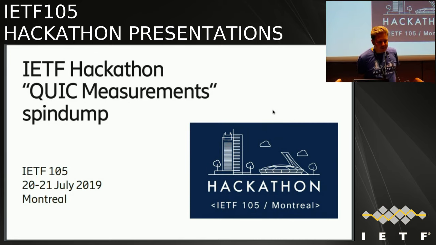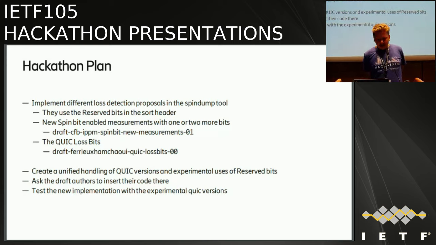Okay, so here's the presentation of the QUIC measurements table and our project we call Spin Dump. We've been working for a couple of IETFs on this Spin Dump tool. It's a network latency measurement tool, basically, that looks at QUIC and other protocols. Today, we had some ideas of implementing some experimental proposals for measuring packet loss. There are a few different proposals out on using some of the reserved bits in the short header of the QUIC packets.